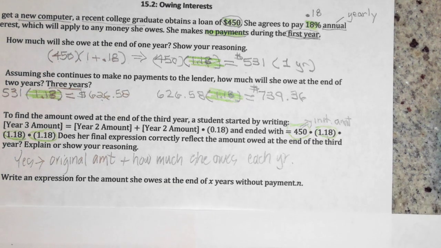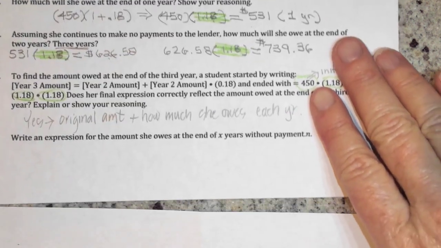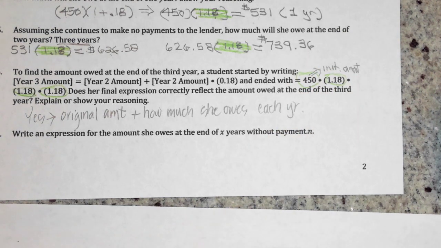So now it's asking us, can we write an expression for the amount of money she owes at the end of X years without making any payments? Of course we can.